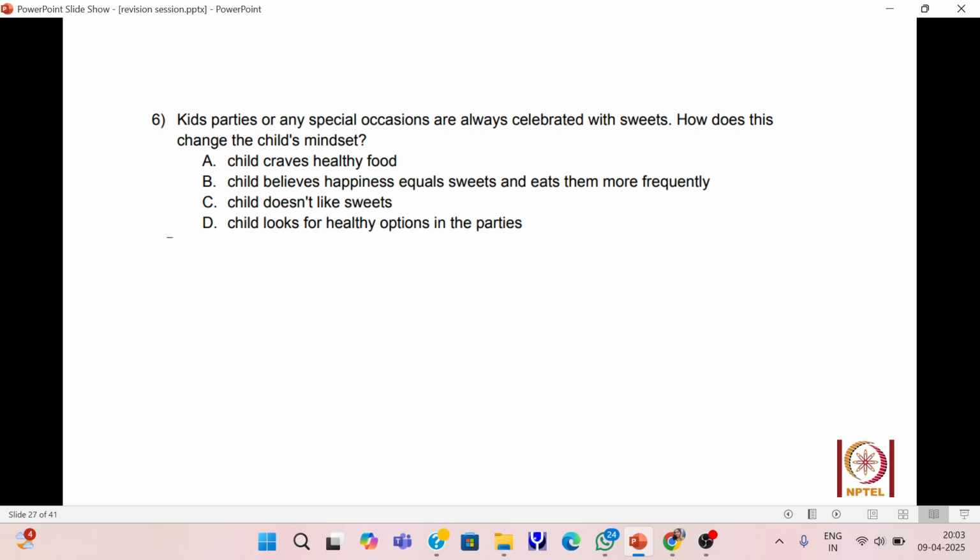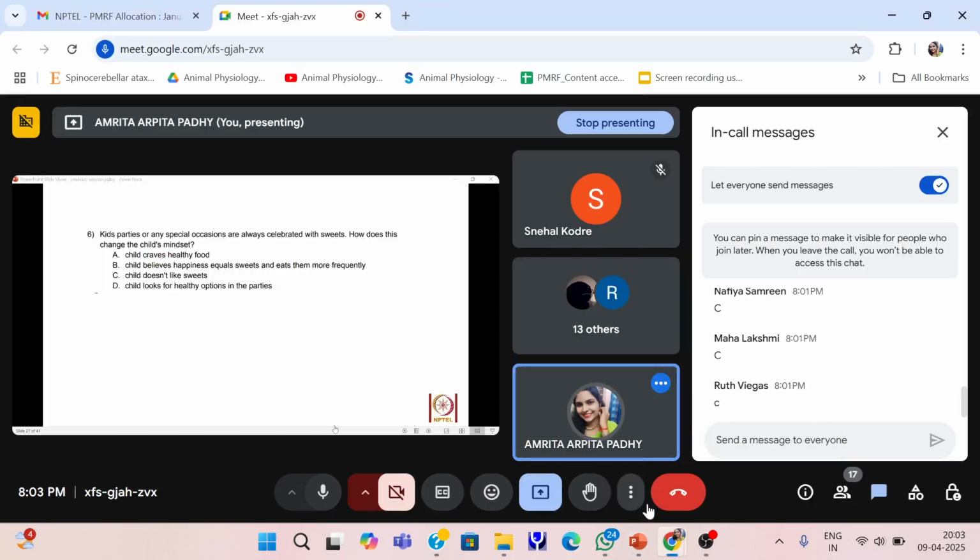Child craves healthy food. Child believes happiness equals sweets and eats them more frequently. Child doesn't like sweets. Child looks for healthy options in the parties. Start answering.